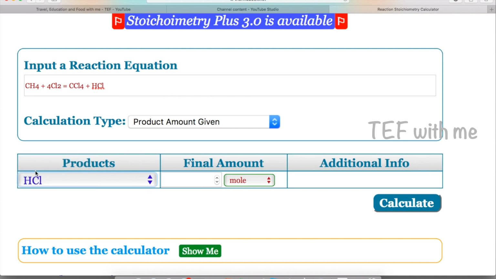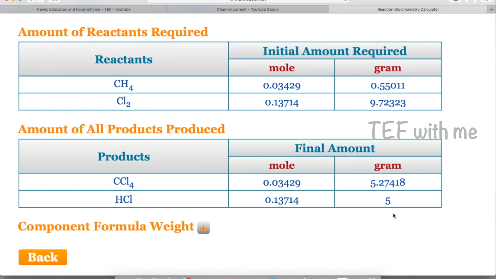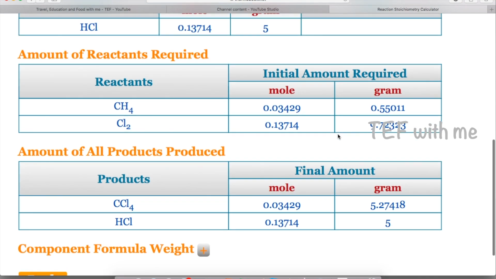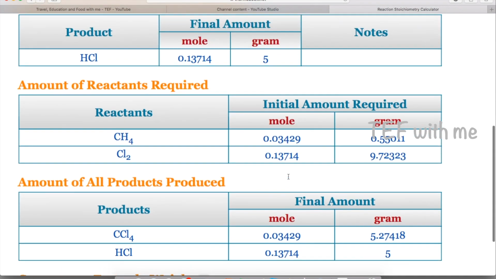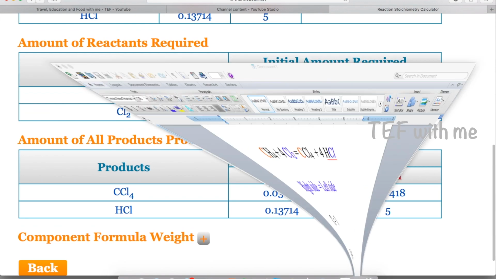Now we are going to calculate how much hydrochloric acid we have to take. I have chosen hydrochloric acid and I am going to choose grams. I am going to take 5. You can click calculate. See here, final product hydrochloric acid 5 grams is given. To obtain 5 grams of hydrochloric acid, we have to take 0.55 grams of methane and 9.723 grams of chlorine. So like this you can calculate the stoichiometric equation.